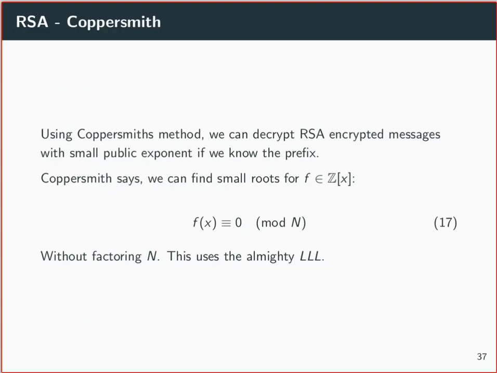We can use Coppersmith's attack. So Coppersmith says we can find small roots for a polynomial f(x) = 0 modulo n, without factoring n. That's very important.